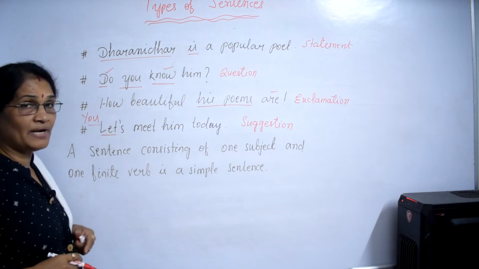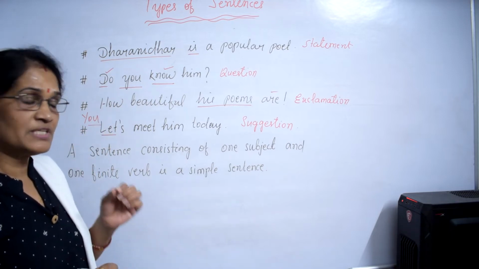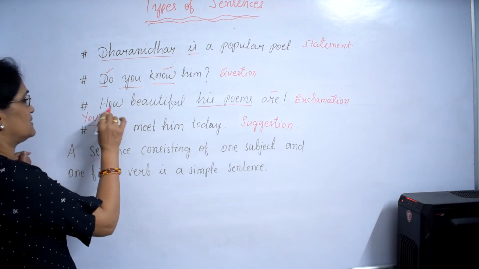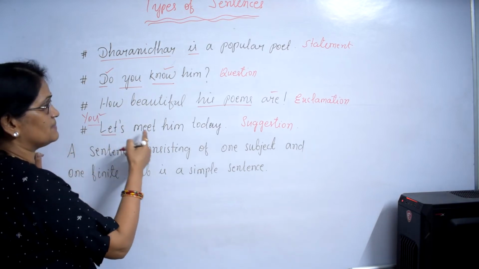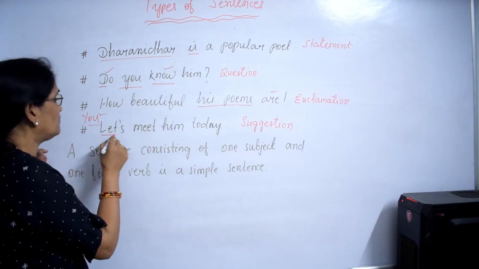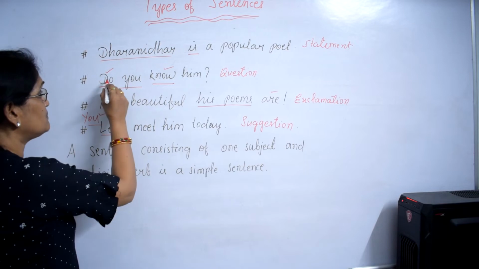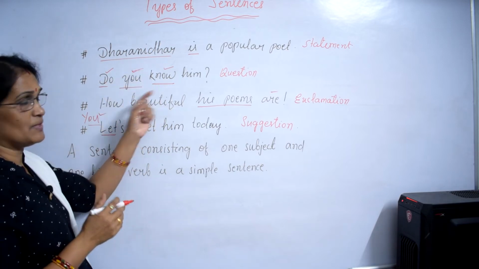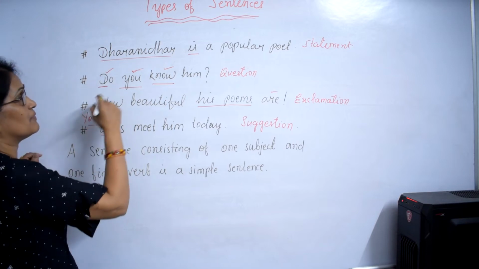Okay. In an imperative sentence, the common subject is you. We don't write or we don't say the subject. Okay. You, let's meet him today. We say let's meet him today. Verb, let. And always the first verb agrees with the subject, not the second verb. So the first verb is the finite verb.